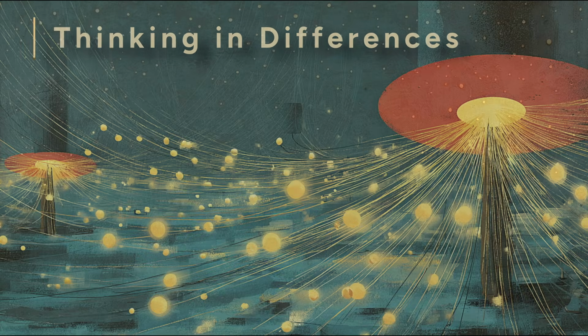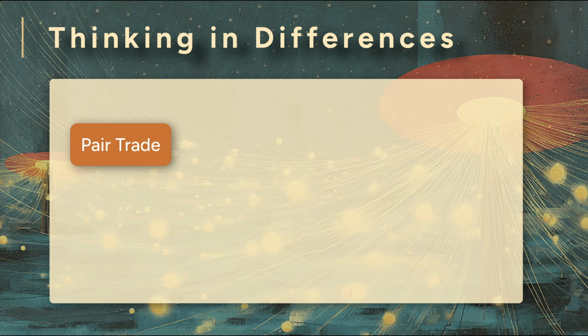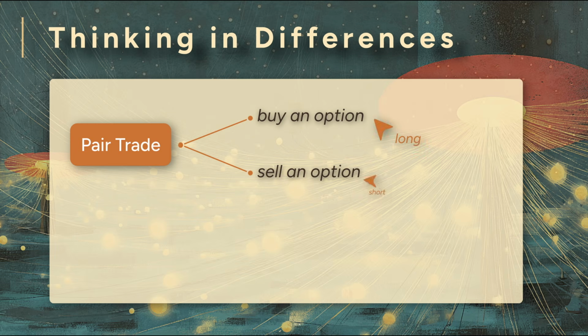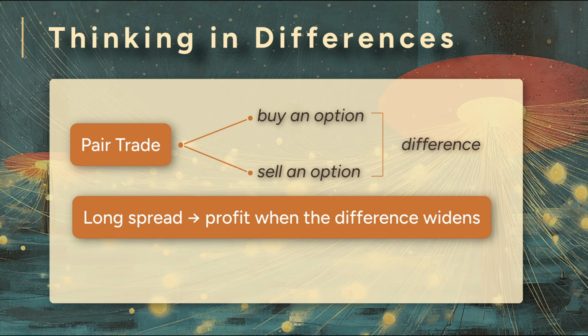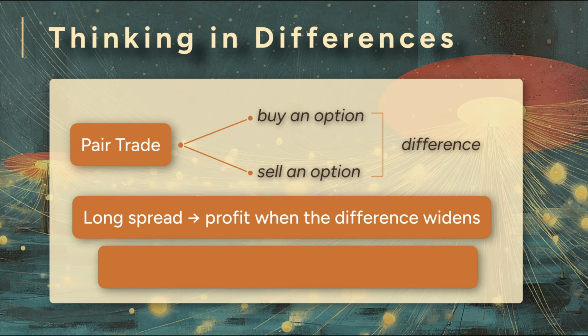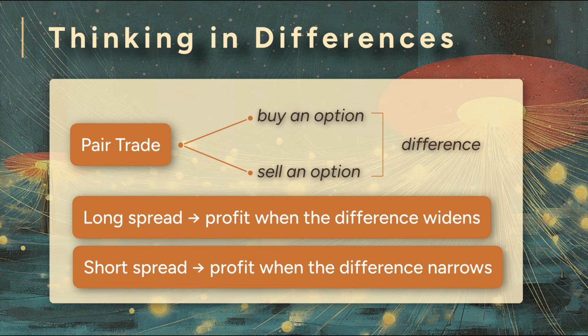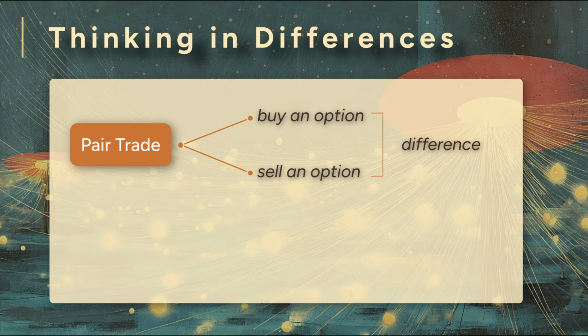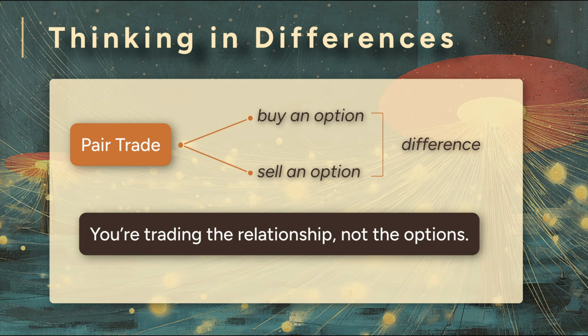Every spread can also be described as a pair trade between options. You buy one leg and sell the other. You could also say you're long one and short the other. What matters is not the value of either option on its own, it's the difference between them. If you're long a spread, you profit when that difference widens. If you're short a spread, you profit when it narrows. You're not trading each option individually, you're trading the relationship between them. That's why spreads feel familiar to quants. They're statistical pair trades, just written in option form.